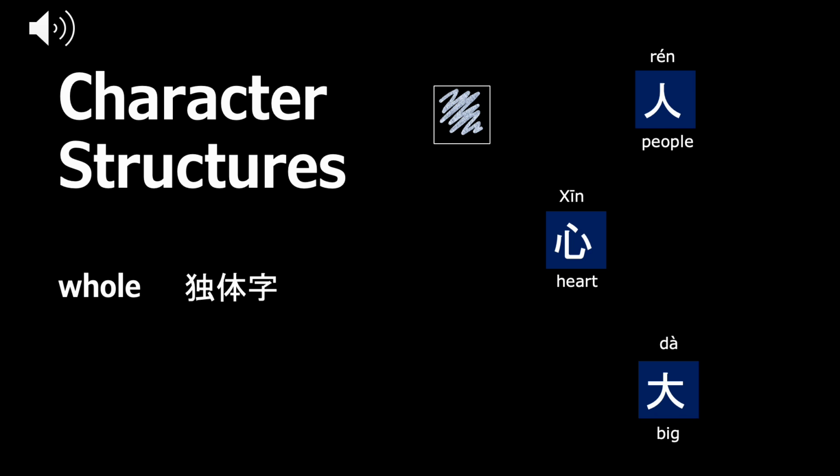Some characters are radicals or components to begin with, and they are still used in the modern Chinese literacy. They are categorized as a whole, also called 独体字 in Chinese. The examples here are 人 people, 心 heart, 大 big.